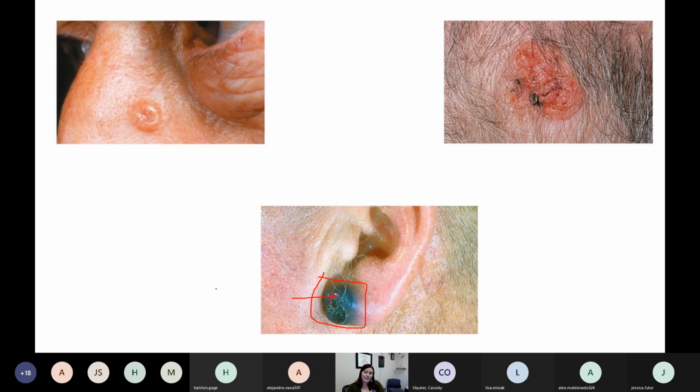Any questions about the types of skin cancer, albinism, melanin, anything like that? Or shoot me a thumbs up if we're feeling good. Perfect. Getting several thumbs up.